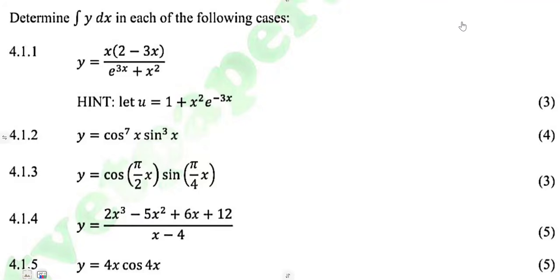So moving on to question number 4, which is on our integration. We are going to consider this part. Determine the integral of y with respect to x in each of the following cases. All right, so we were given 4.11.